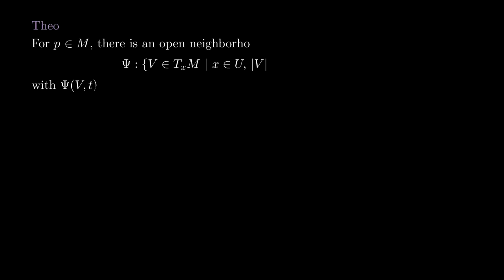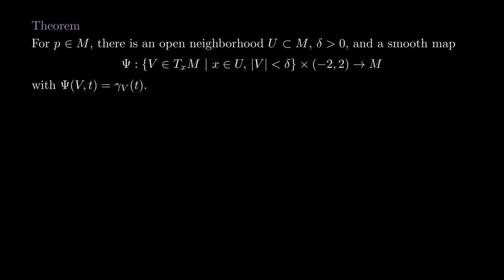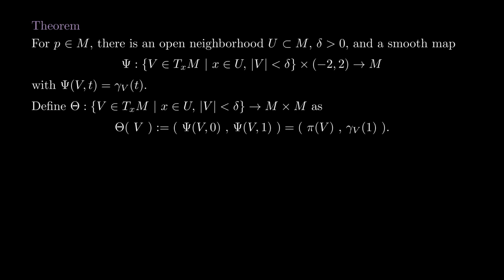In the previous lesson, we showed that if delta was small enough, the map psi given by gamma v of t was smooth in this domain. To prove it, we use the flow of the geodesic vector field and then the homogeneity property of geodesics. With it, we can define a map theta from the same set of vectors to M times M as psi at time 0, psi at time 1.